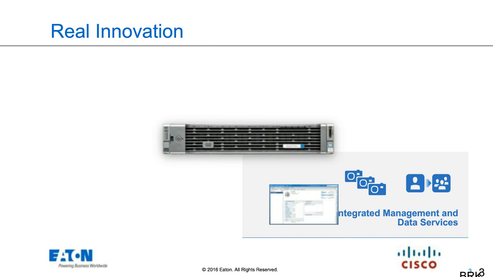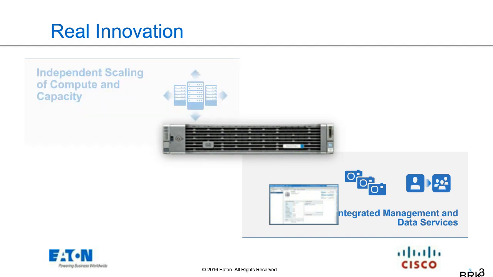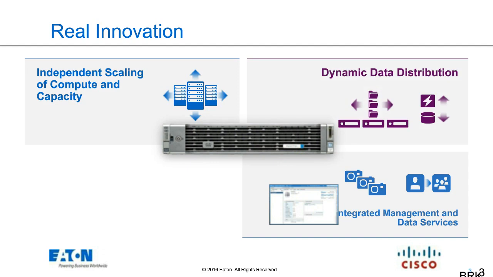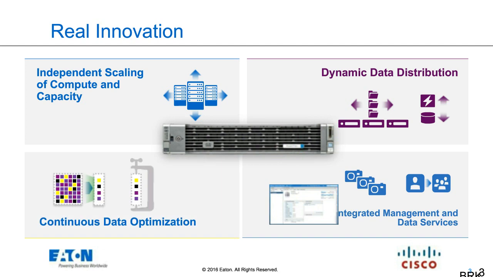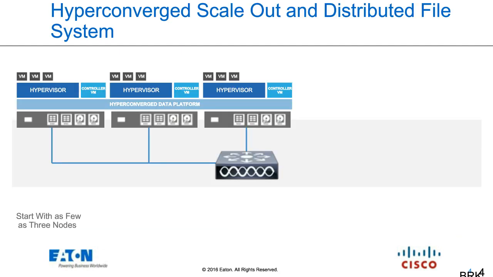So what is the difference in Cisco HyperFlex? There's some real innovation there. So things like integrated management and data services, independent scaling of compute and capacity, dynamic data distribution, and continuous data optimization. Those are really the 4 areas that we'll be looking at as competitive differentiation. And what I'll do is I'll take each one of those in detail.